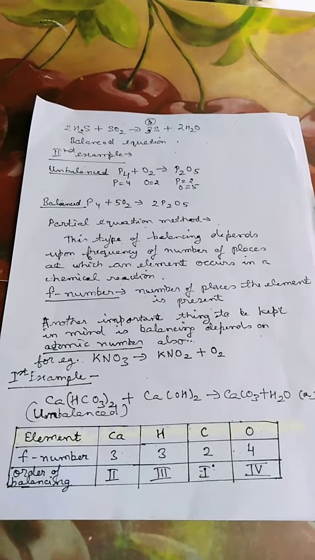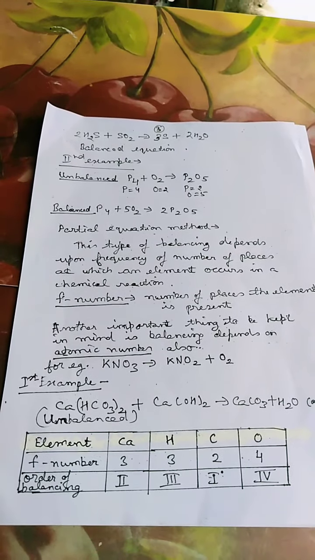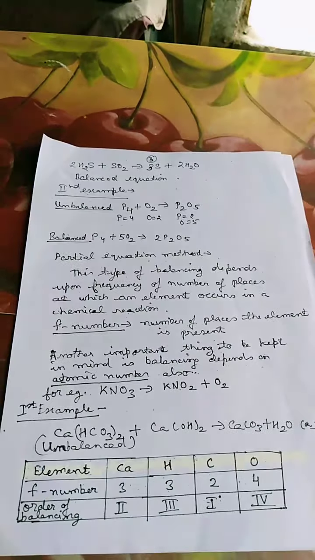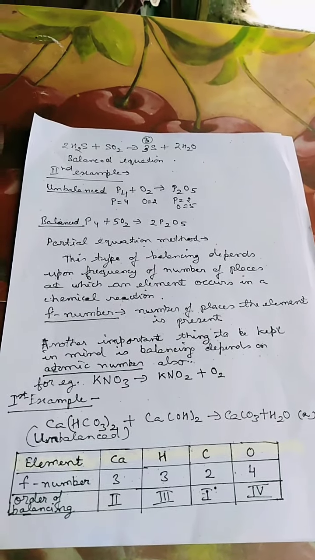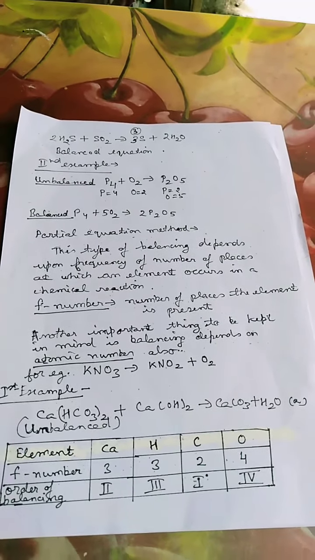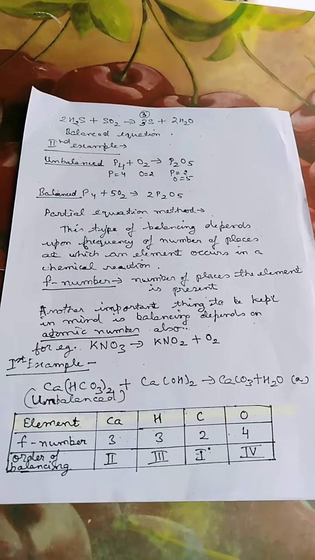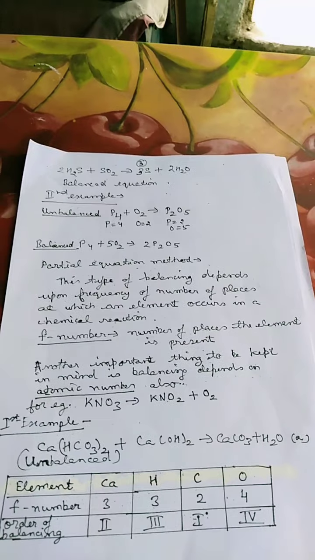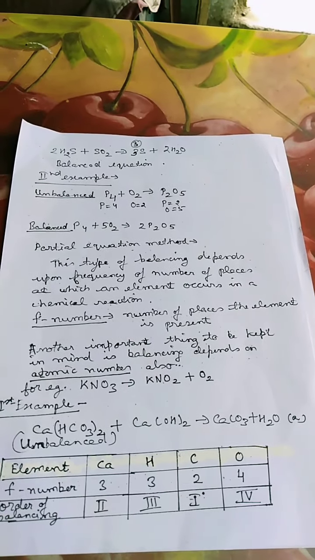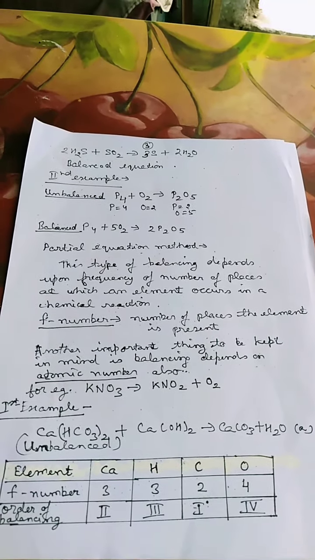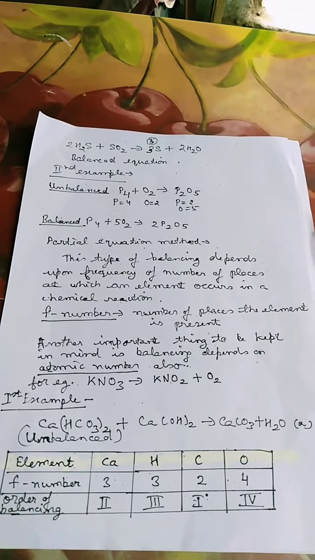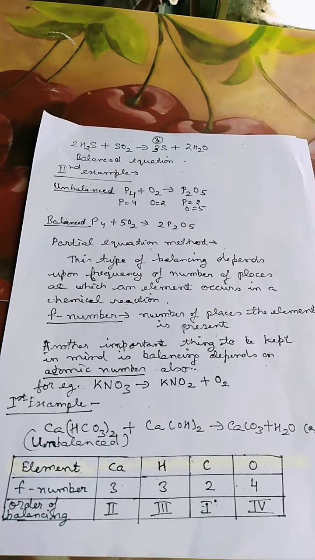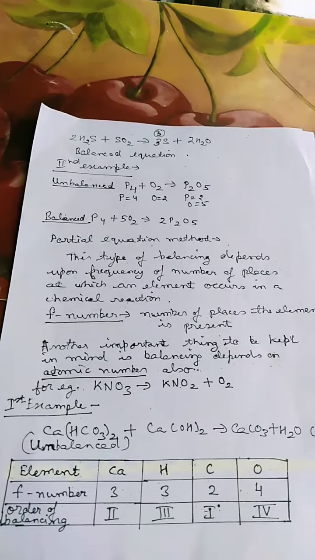We are going to discuss the first example which is given in your book. Ca(HCO3)2 plus Ca(OH)2 gives CaCO3 plus H2O. This is an unbalanced equation. Firstly, we will write the F number, frequency number, and order of balancing of each element. As on page number 17 of your course book, we are having a list of some common metals and non-metals in increasing order of atomic number.